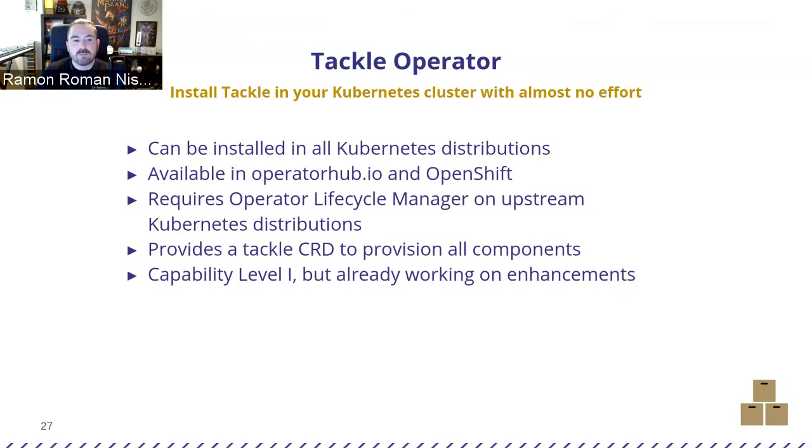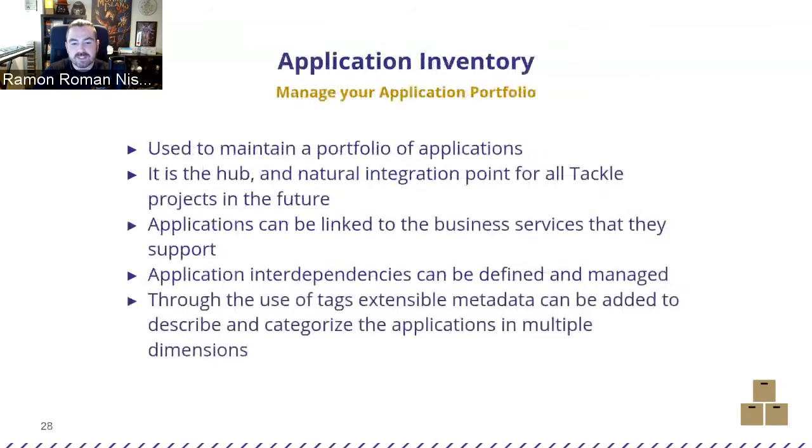Let's talk about one of the key components of Tackle, which is the application inventory. And the idea behind this is to allow users and organizations to maintain a portfolio of applications. This is something that enables organizations to have this holistic view of their application portfolio, as we were discussing before. So it is a key component within the Tackle architecture. And it is also the main integration point or hub for all the different tools that we will be adding to the Tackle portfolio in the future.